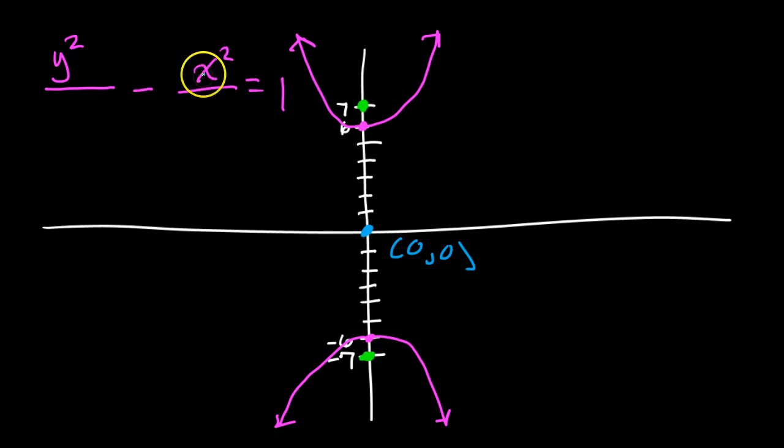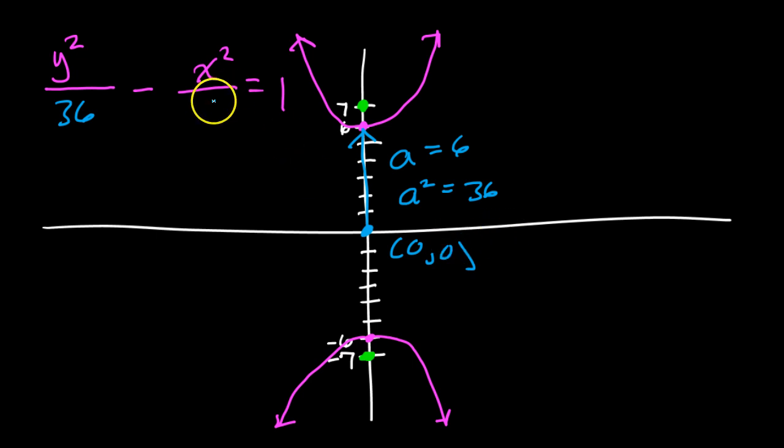Well, we already know what a is going to be, because a is the distance from the center to a vertex. So this is a right here. a is 6. That means a squared is going to be 36. So the a squared always goes in the first fraction, the positive one. So this will definitely be the 36.